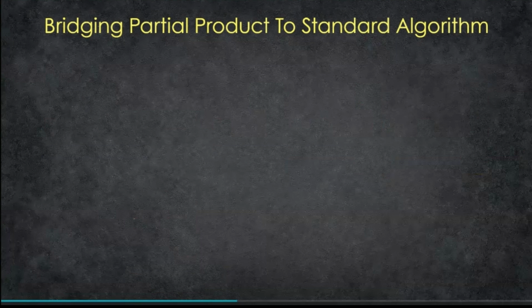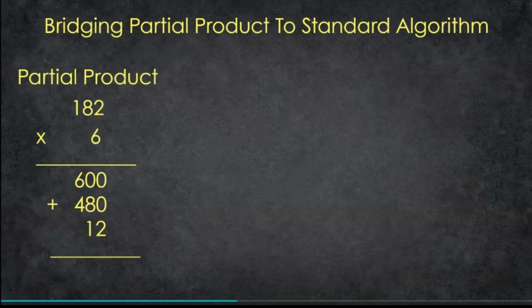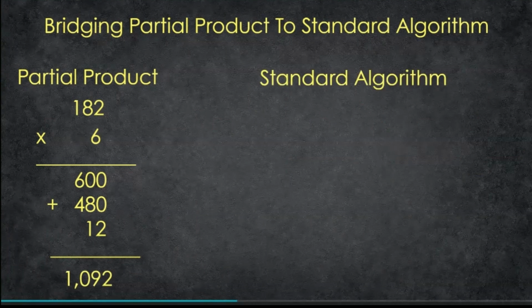Okay, now let's see how that's all connected to standard algorithm. So we've got our partial product strategy. We had those parts, we added them, we got our total. Now in standard, we are going to do the exact same thing. The only difference is we're not making all these different equations. We are going to do all the work in this single equation, and we're going to be using regrouping, like we do in addition and subtraction, to solve this problem.